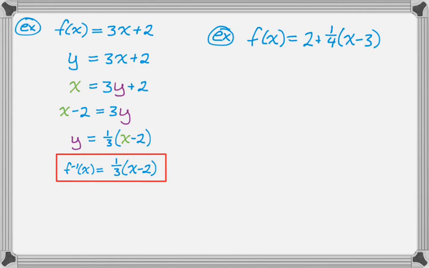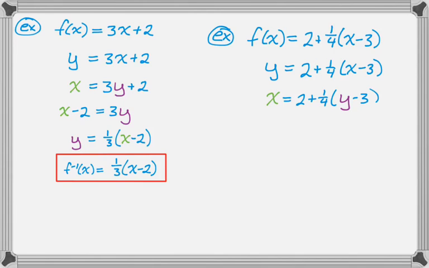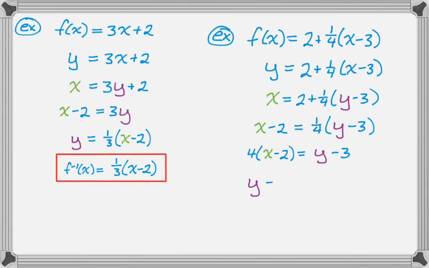Let's do another one that's like that. f of x is 2 plus 1/4 the quantity x minus 3. So replace f of x. And now I'm going to switch x and y. So I get this. I'm going to subtract 2. I'm going to multiply both sides by 4. Don't forget parentheses there. I'm going to add 3. So 4 times the quantity x minus 2, and then plus 3. And then I'm going to replace y with f inverse.